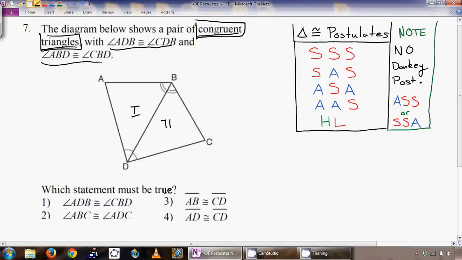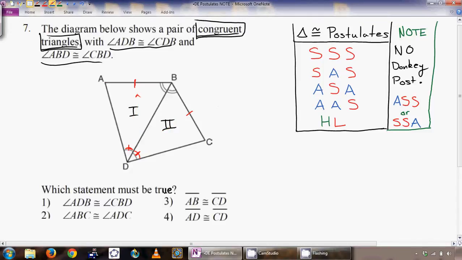So triangle 1 is congruent to triangle 2, meaning all the pieces in triangle 1 that correspond, like this angle corresponds to this angle in triangle 2, will be congruent. So I'm going to use that definition of congruent triangles, and I'm just going to mark in all the pieces that I know are congruent. I know these angles are congruent, and I also know that the sides opposite these angles will be congruent. And I'm just going to fill in everything until I have a complete diagram.